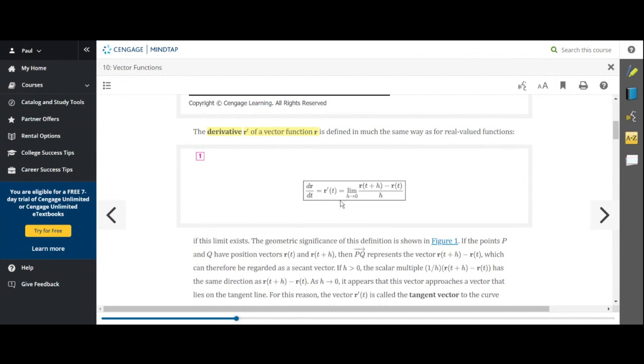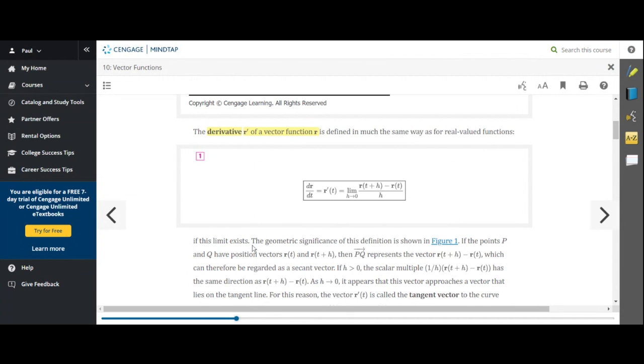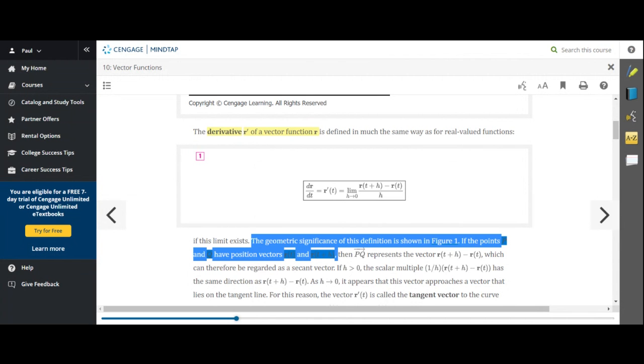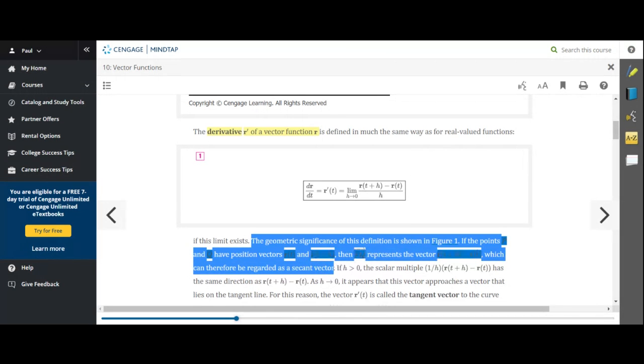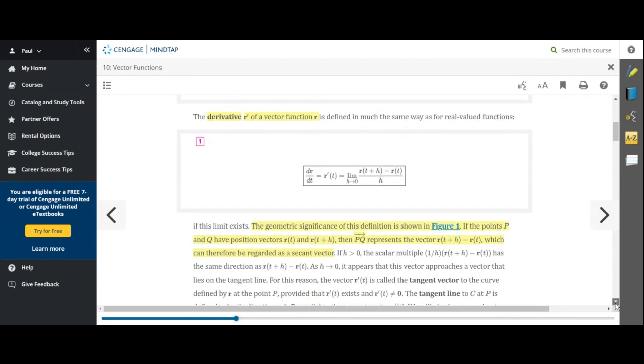Let me highlight it here. This derivative of your position vector r is the limit of the difference of the position vectors r of t plus h and r of t, divided by h, and letting h go to 0. And there is a geometric significance to that definition. It really makes a lot of sense, because the vector r of t plus h minus the vector r of t can be thought of as the secant vector.